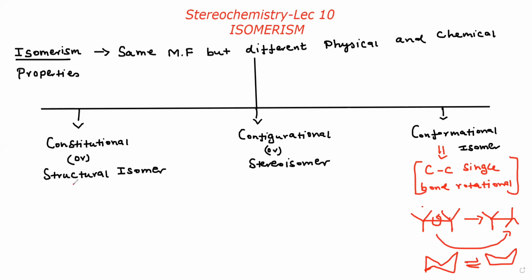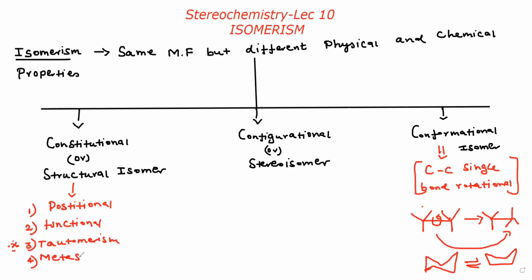What is the classification of constitutional isomerism? First, positional isomer, very important, please note. Second, functional isomerism. Third, important from the exam point of view, tautomerism. Fourth, metamerism. And fifth, ring-chain isomerism. Among these, the most important is tautomerism, as questions in the exam are based on it.